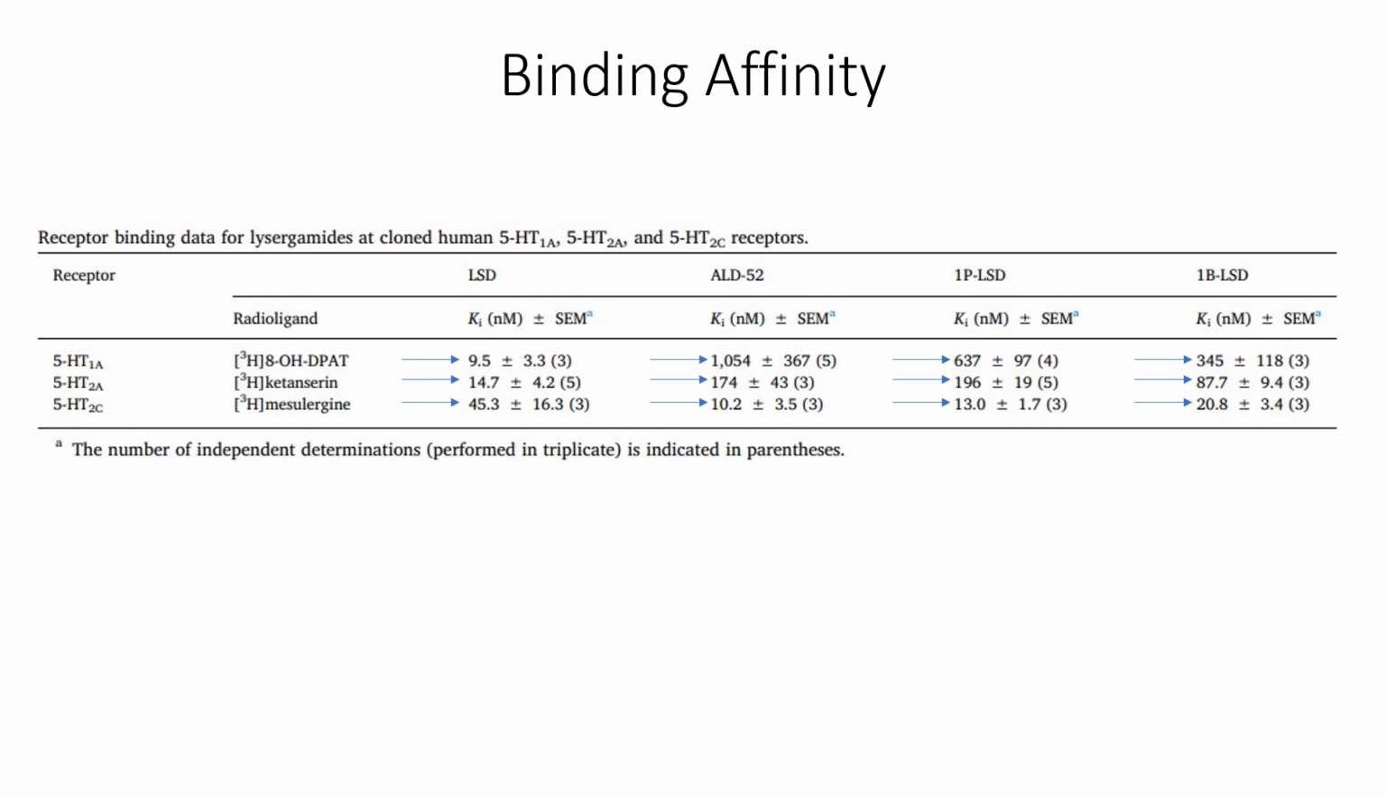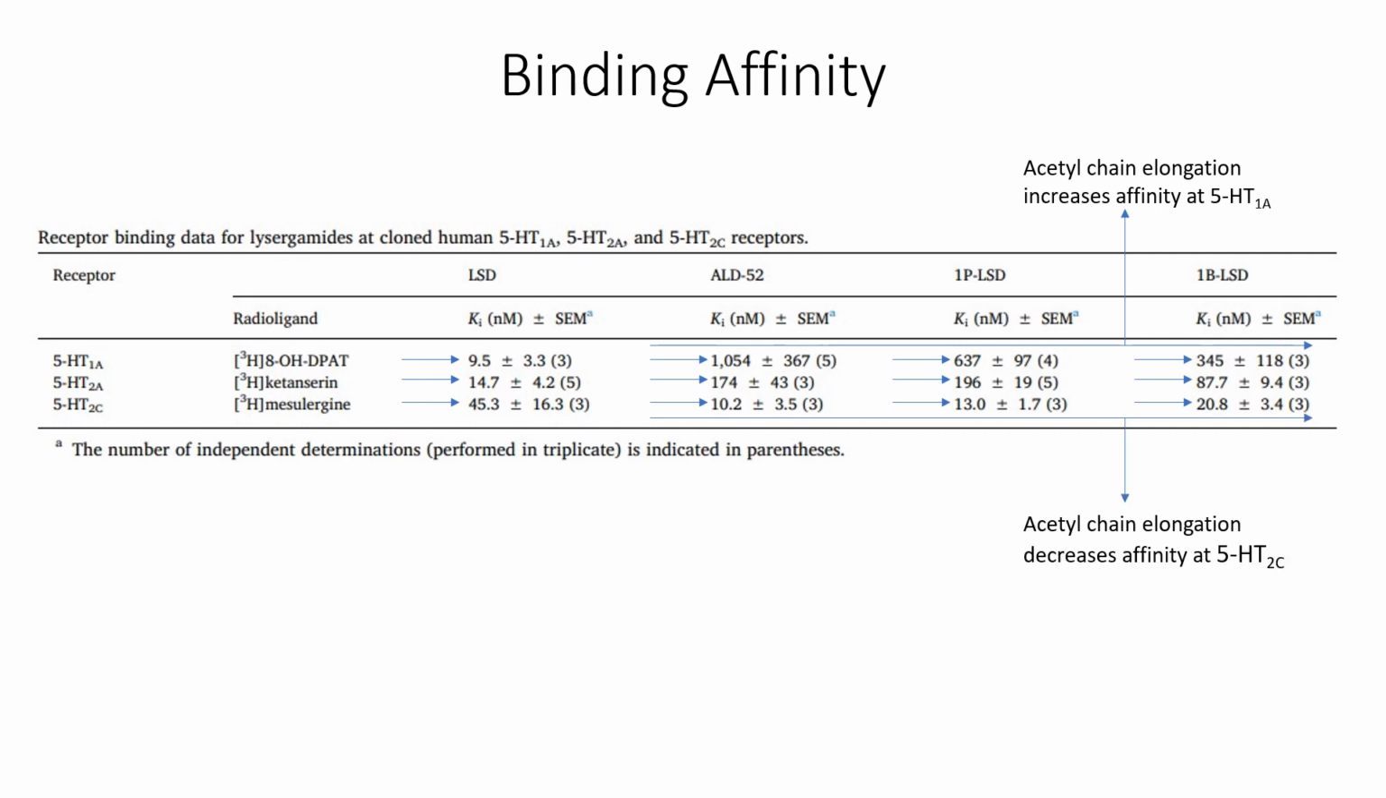One thing I thought was important or interesting to note is that at the serotonin 1A receptor, as we go from ALD52 to 1p LSD to 1b LSD, we can see the binding affinity value actually goes down, indicating a tighter binding when we take the acetyl chain and elongate it. This increases the affinity at the serotonin 1A receptor. Conversely, if we look at the serotonin 2C receptor, we can see that elongating the acetyl chain decreases affinity at the 5-HT2C receptor.